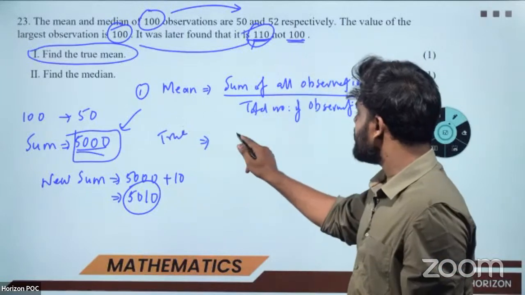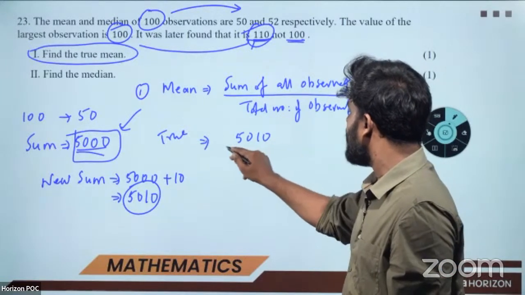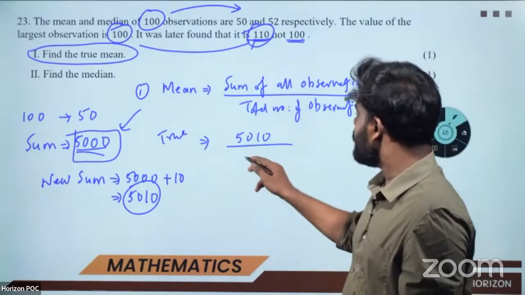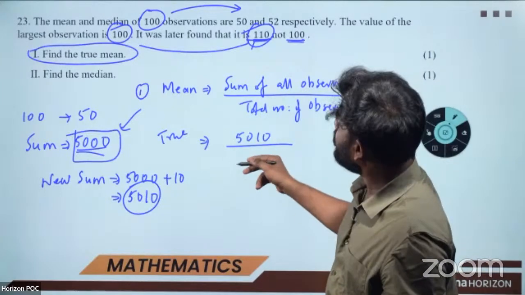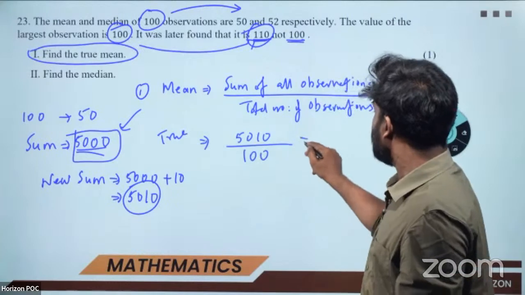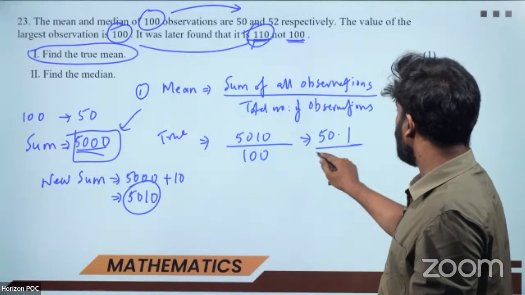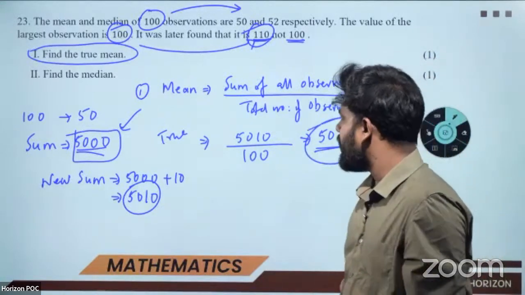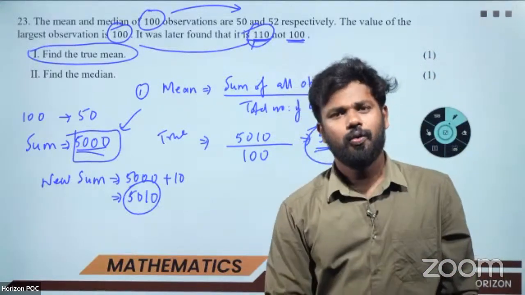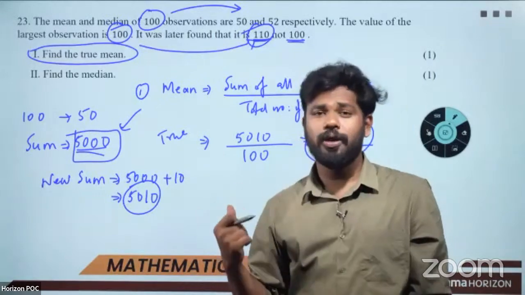So the true mean will be the sum of all observations, that is 5010, divided by the total number of observations. How much is that there? 50, right? 50 or 100? 100. So that gives us 5010 divided by 100, or it is 50.1. So what is the new mean? It is 50.1. Clear? So this gives us the new mean or the true mean.